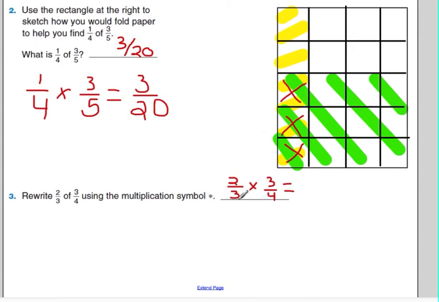So if we were to find the answer to these, we could do an area model like this and find the answer, or we could also think, well, 2 times 3 is 6, 3 times 4 is 12, so I know my answer is 6/12, but I also know that can be reduced to 1/2. And if you were to make an area model for this, you would get the same answer.